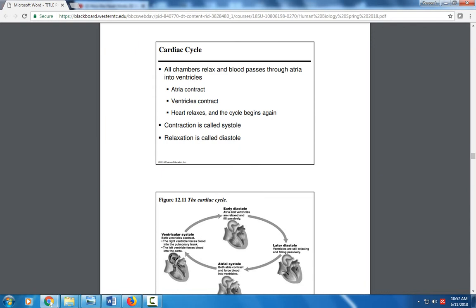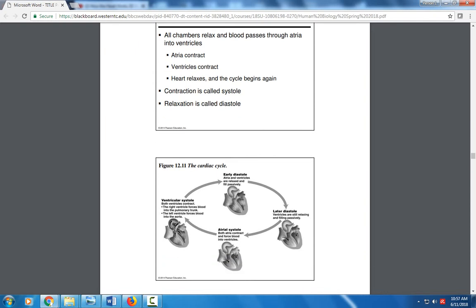So whenever we look at blood flow through the heart, the atria contract first, and that sends blood to the ventricles. Then the ventricles contract, and that sends blood to the pulmonary artery and to the aorta. Then the ventricles relax, the pulmonary valve and the aortic valve close, and then the process starts again with the ventricles filling passively at first and then the atria contracting.